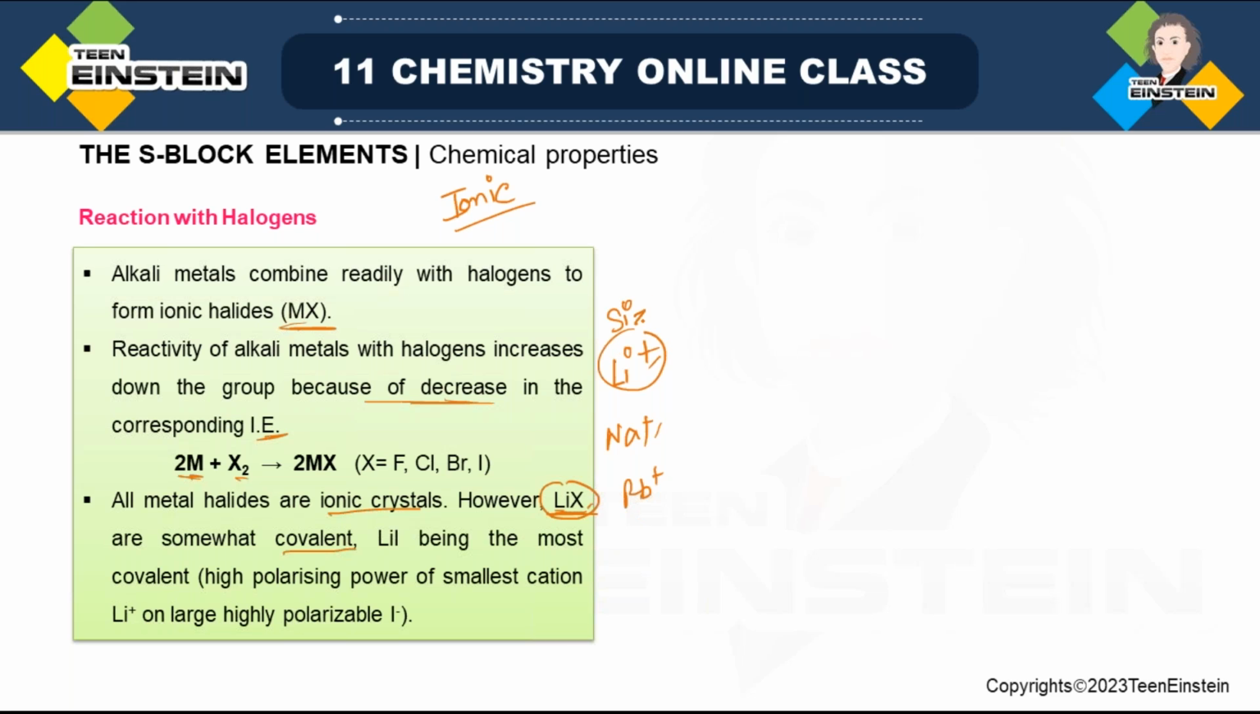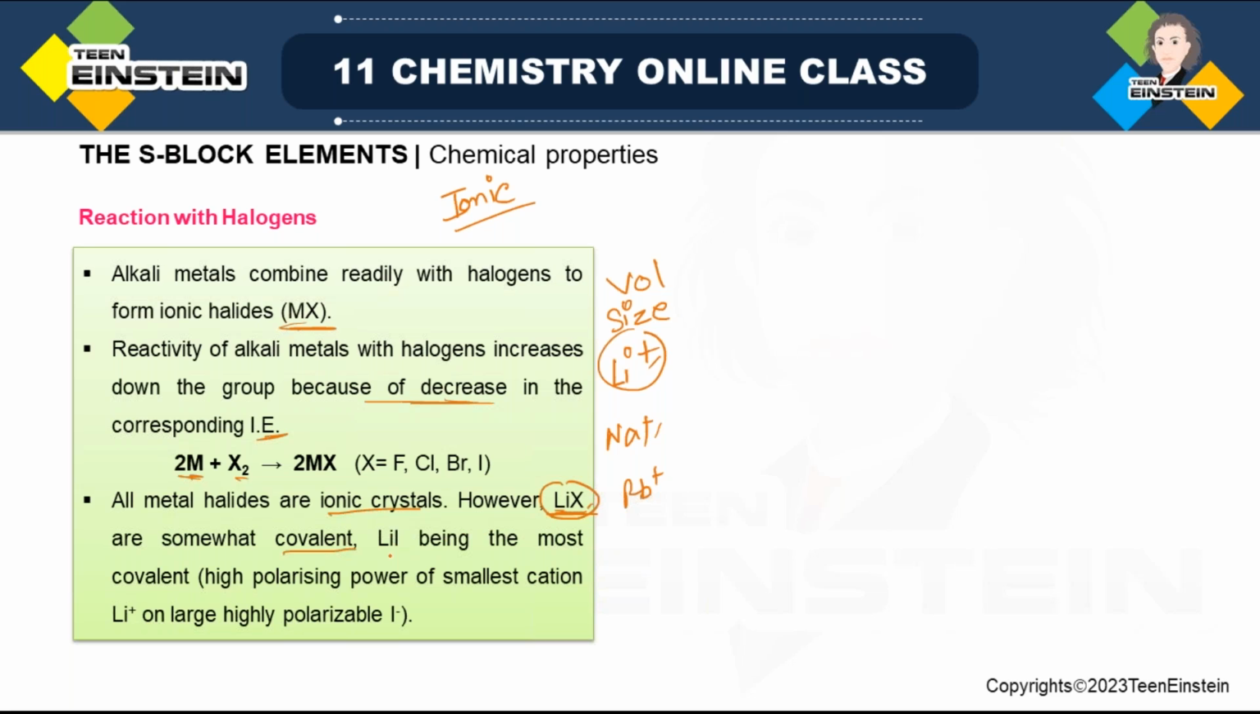That means its size is smallest, volume is also smallest. Now charge by volume ratio is charge density. Charge density is very high, and when charge density is very high of the cation in any ionic compound, then there is some covalent character generated, and that is according to Fajan's rule, which is discussed in detail in the chemical bonding chapter. Now LiX, whether X is F, Cl, Br, I, you can say they are somewhat covalent.